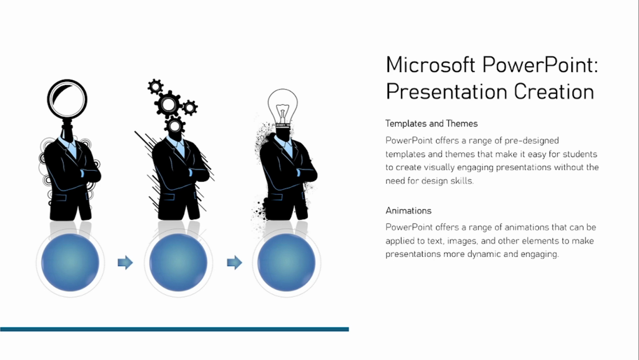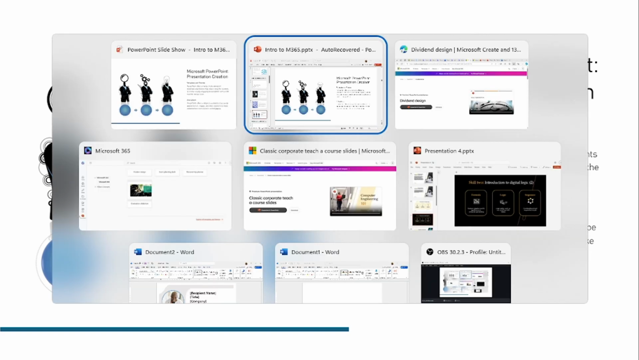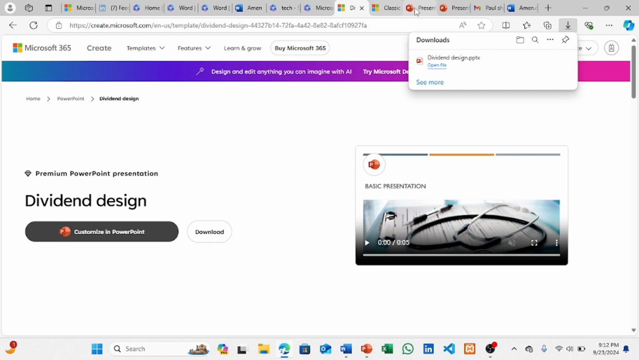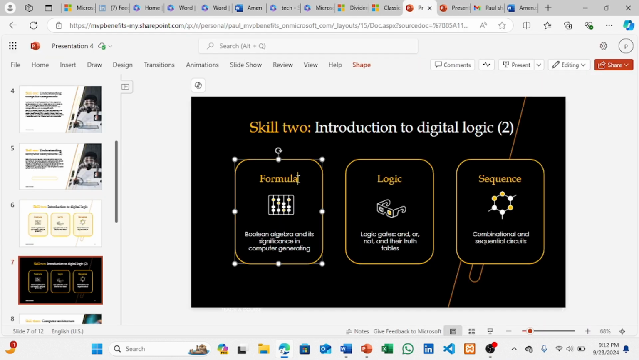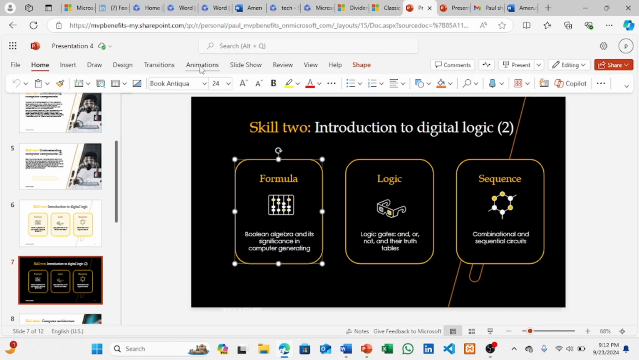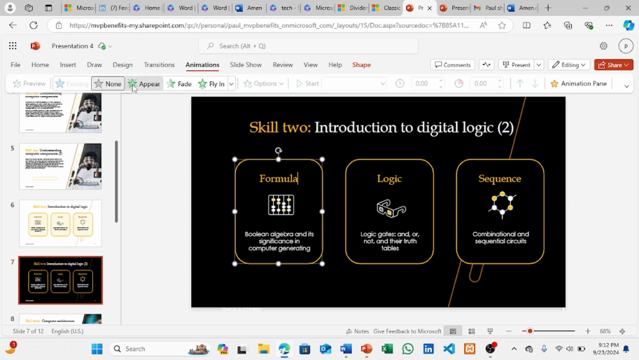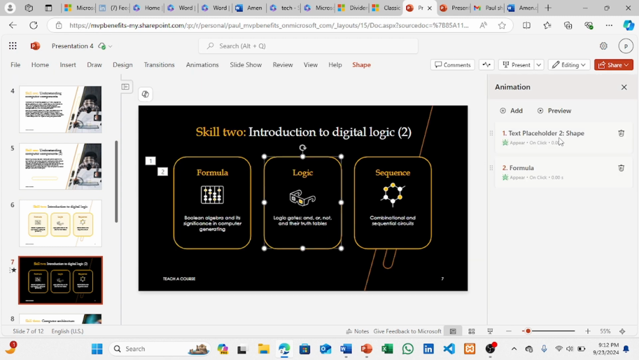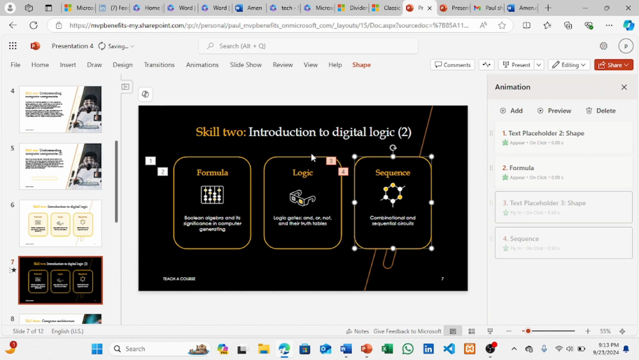Okay, now we are in animation. PowerPoint offers a range of animations that can be applied to text, images, and other elements to make presentations more dynamic and engaging. Okay, so when you come here, let's use the web version. When you come here, you can literally animate these things. How do you want them to come? This is saying to this, right? Now I want this to fly in, whatever. Now let me show this.